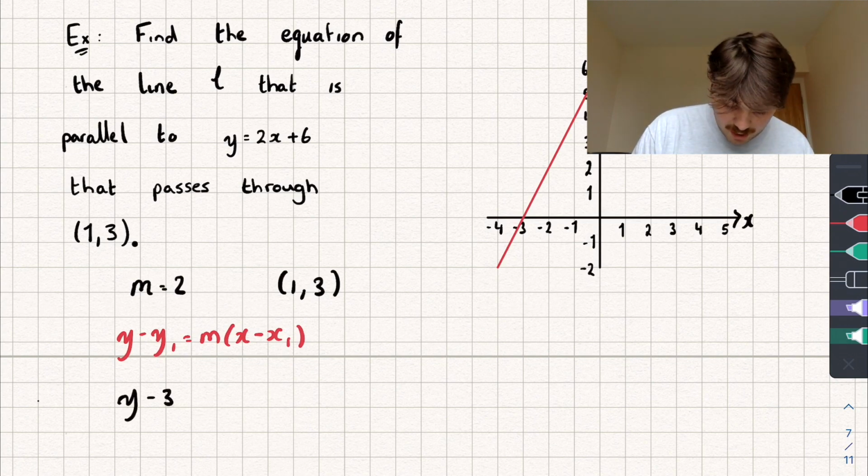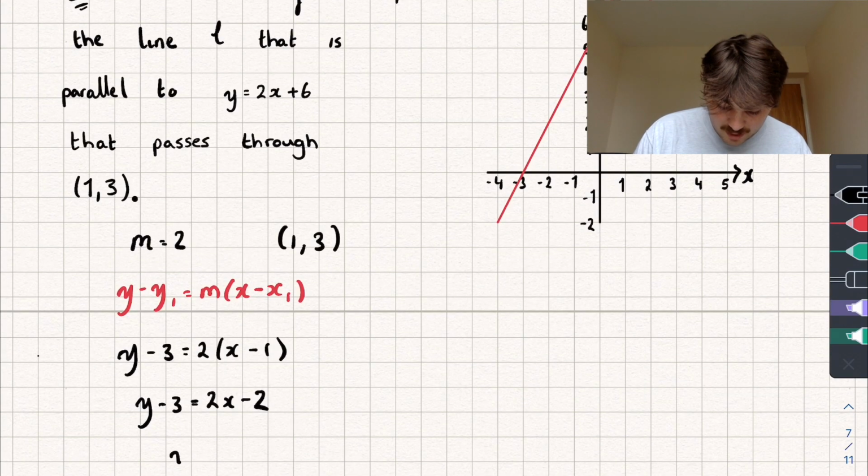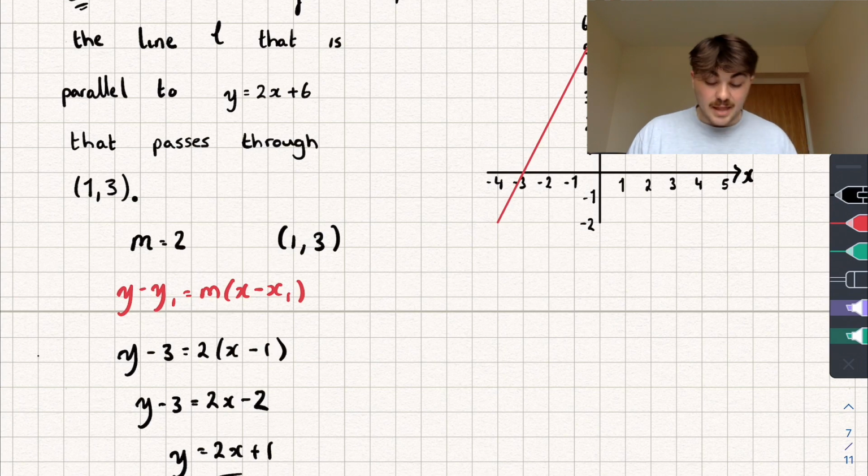So we're going to get y minus 3 is equal to 2 lots of x minus 1. Let's expand and we get y minus 3 is equal to 2x minus 2. Adding 3 to both sides, we get y is equal to 2x plus 1. And that is the equation of the straight line that's parallel to y equals 2x plus 6 that passes through the point (1, 3). That's really easy.